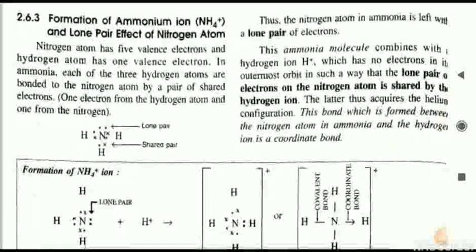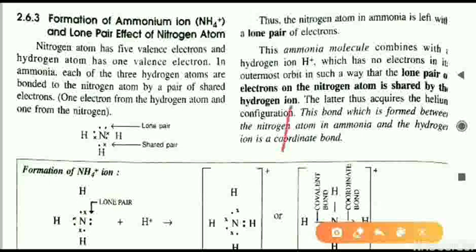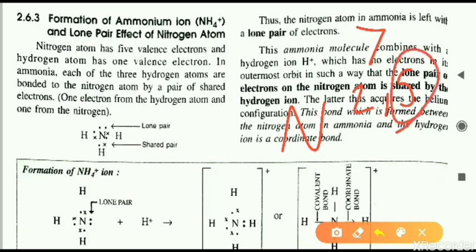Now here NH4 plus is formed from ammonia. Ammonia is actually NH3. In the center nitrogen is there and it is bonded on three sides with hydrogen atoms. Nitrogen atomic number is 7. It is having 5 valence electrons. 7 is the atomic number. If you do the configuration, it will come to 5. That means 5 electrons are in the valence shell.